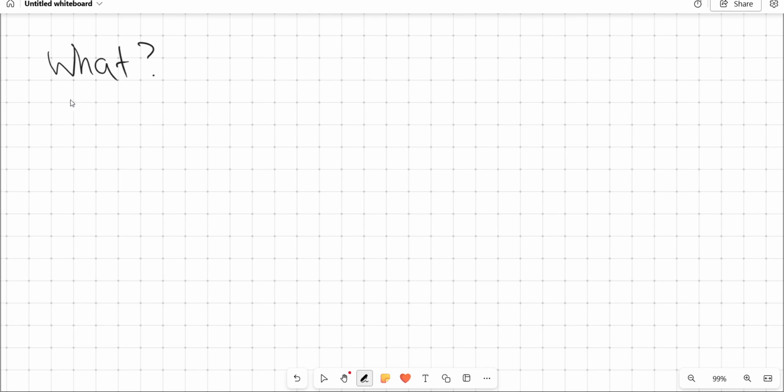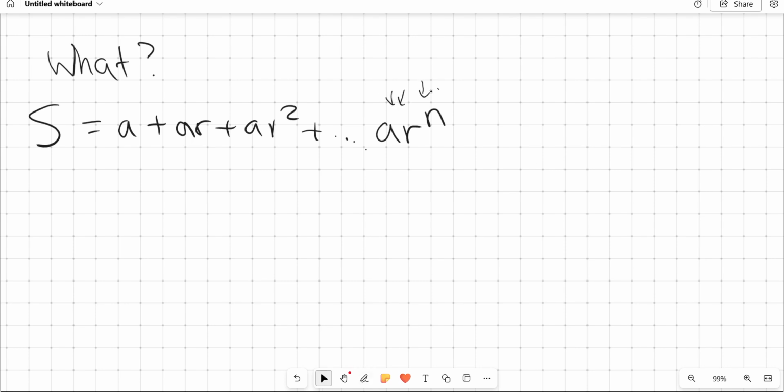So we'll usually call the geometric sum S, and we'll say that's a plus ar plus ar squared, just summing up all the members in the sequence, all the way up to ar to the n. Okay. We want to calculate what S is in terms of a, r and n. Well, I'll show you how to do that right now.